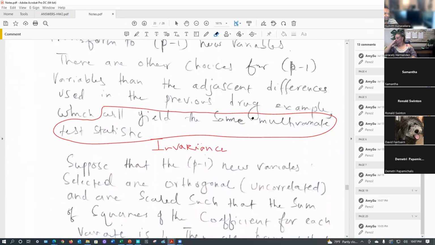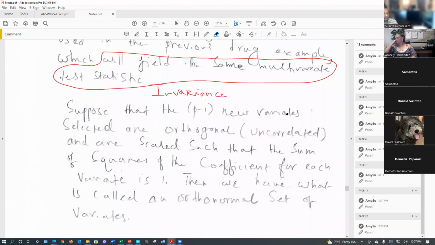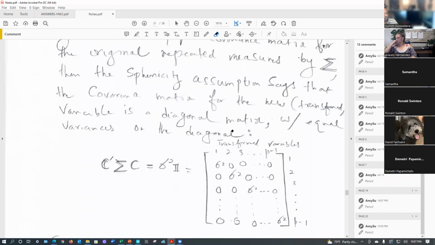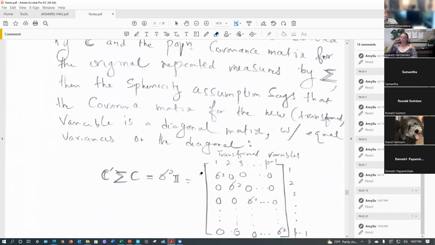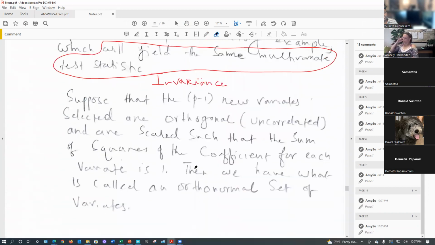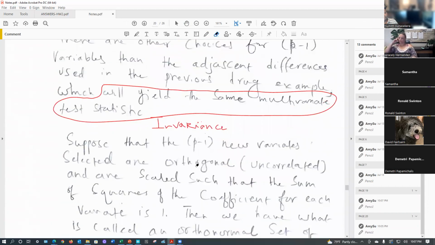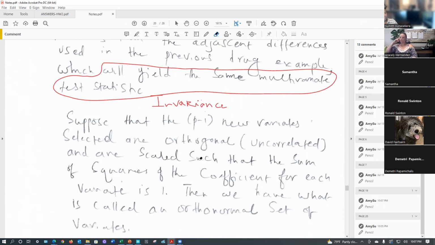See, for the adjacent ones, the new variates selected are orthogonal, uncorrelated. That's very true. There's no correlation. In the beginning, you have all the p variables, and they were correlated. Can you remember? They are correlated. Now no more, uncorrelated.